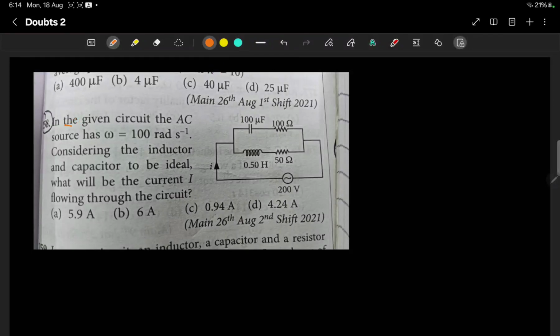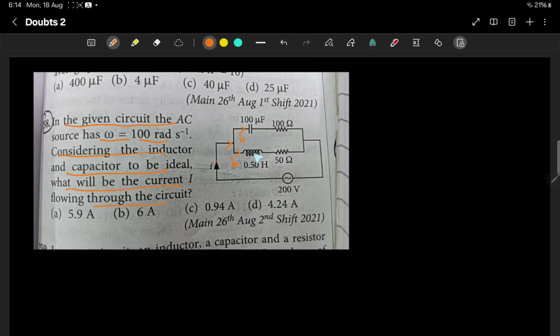So in this given circuit, the AC source has an omega of 100 radian per second. Considering the inductor and capacitor to be ideal, what will be the current I flowing through the circuit? I flowing here, so here let it be I1, let it be I2. We have to find the resultant of I1 and I2.